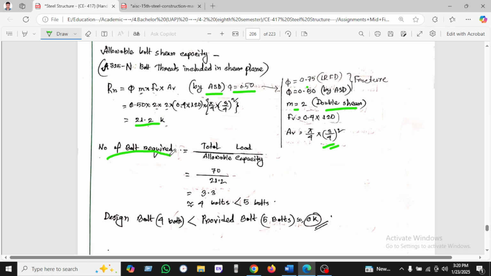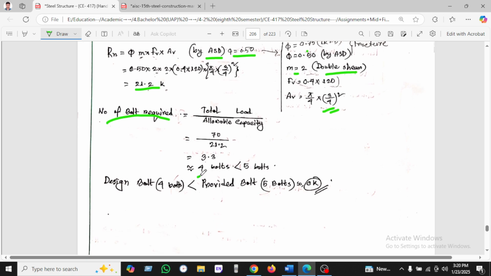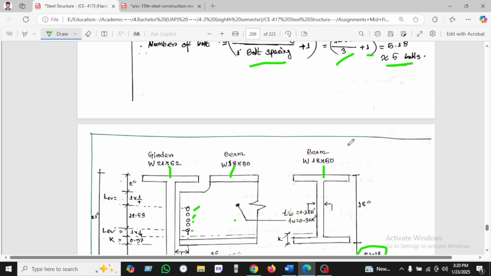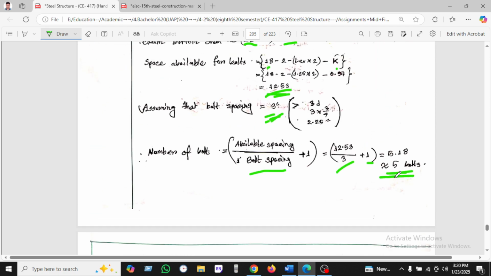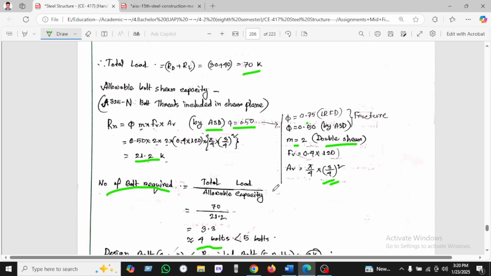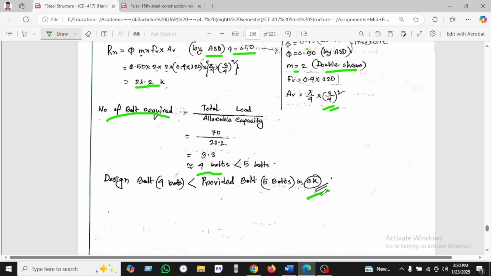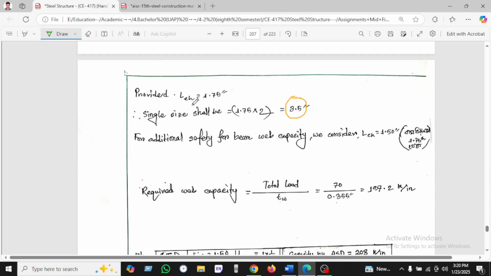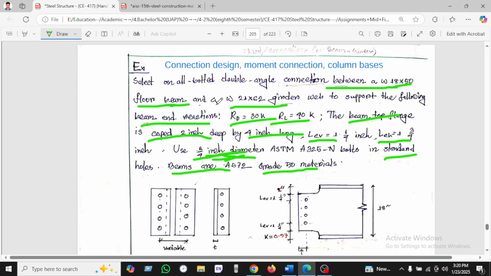And the number of required bolts is the total load over the allowable capacity, which is 70 divided by 21.2, which is 3.3. So we know the required number of bolts is 4, but we have been provided 5 previously, so we can see this is okay. The provided LE is 1.75, given in the question here.